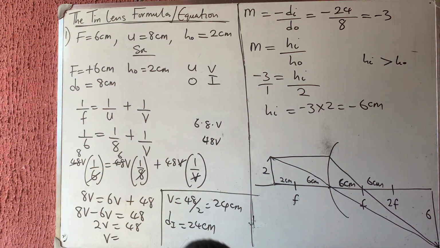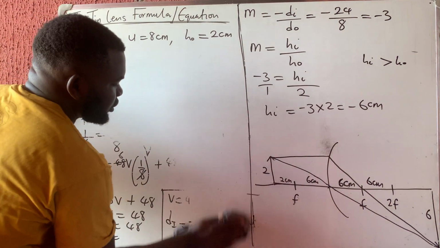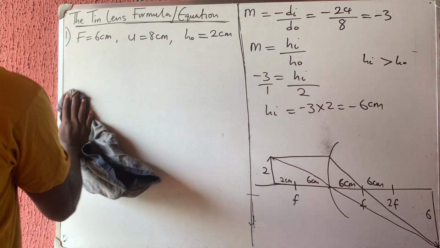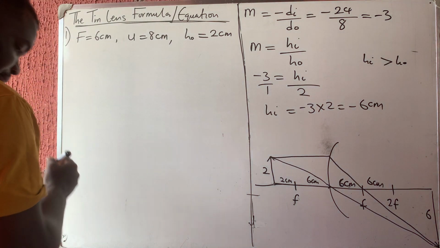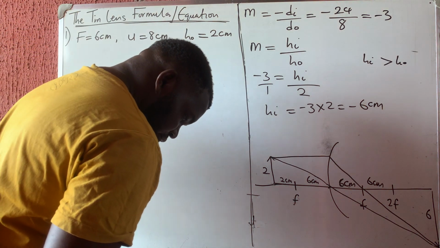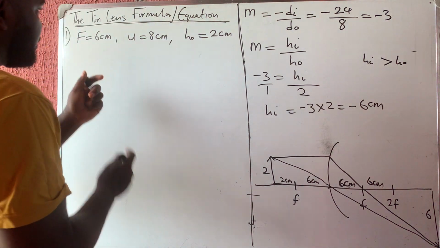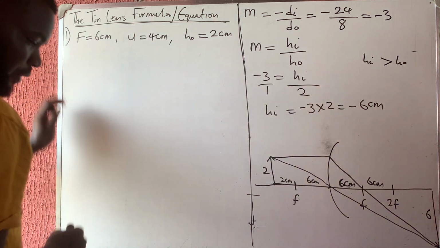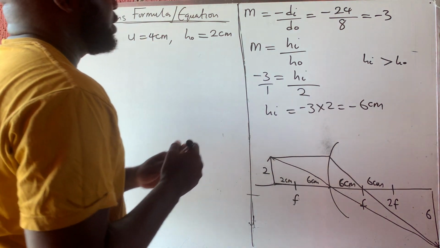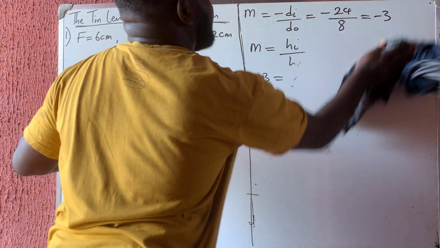Nothing again. So let us solve another question to help us understand better. You know that the more calculation you solve, the more you understand it. Now the second question I'm going to solve said that your f is 6, your u now is 4. They decided to reduce my u to 4, and then my h is 2 cm. Now let us calculate everything we have calculated before.